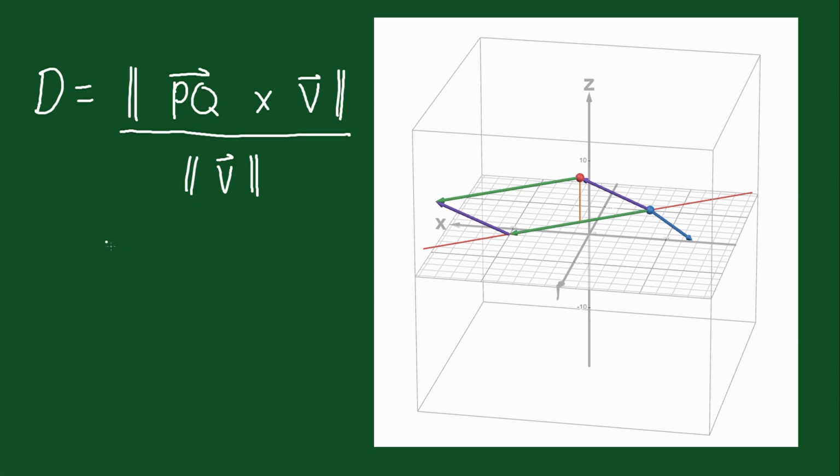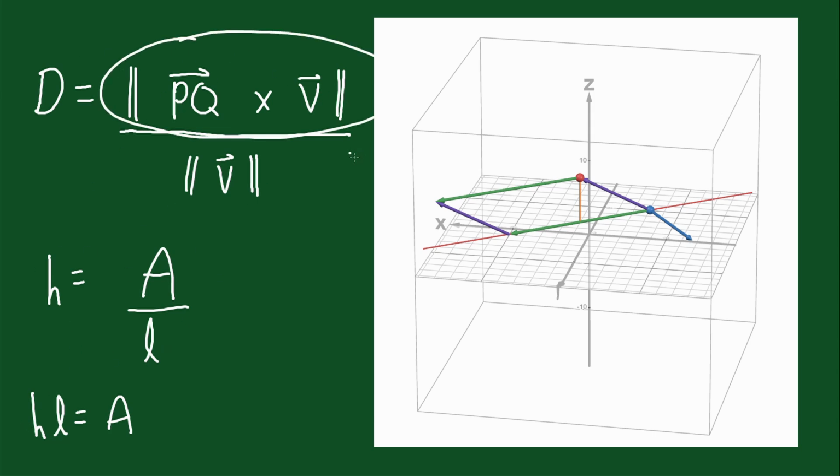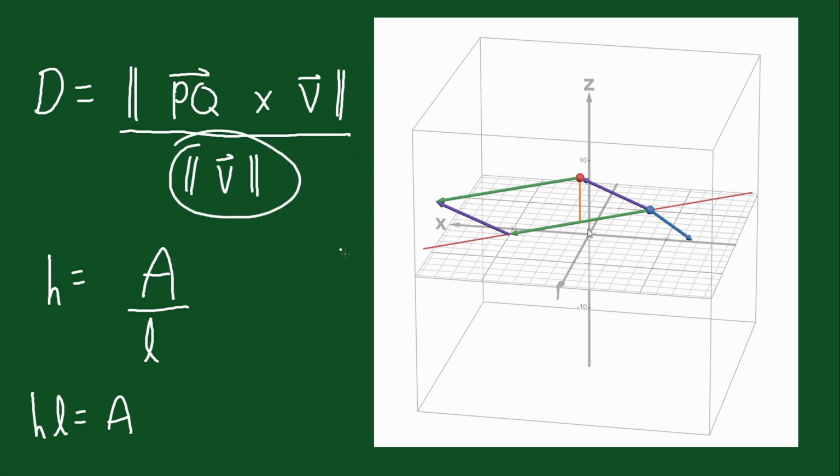Okay, this is really like saying your height is equal to your area divided by your length, right? Because height times length is equal to area. You're solving for height, and you get this. That's what this formula says. This here, magnitude of your cross product, that's the area of the parallelogram. This here, that's the length of the bottom of your parallelogram, that green vector. That's how we can find this distance.